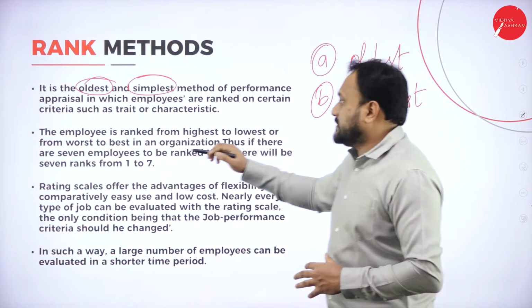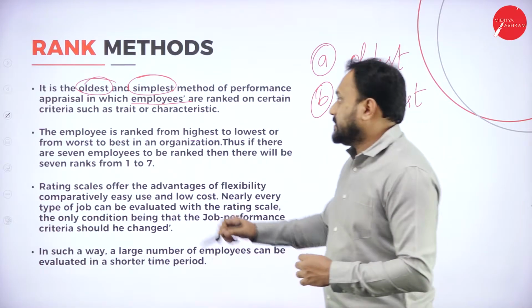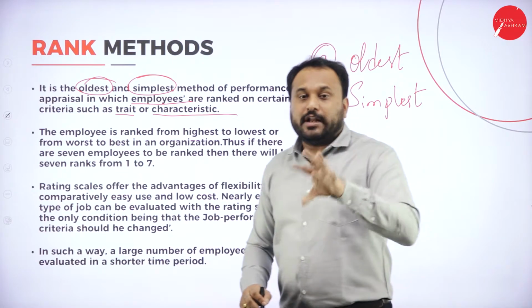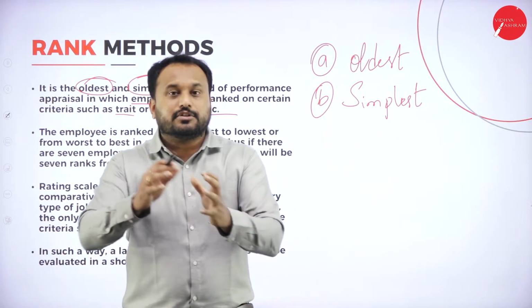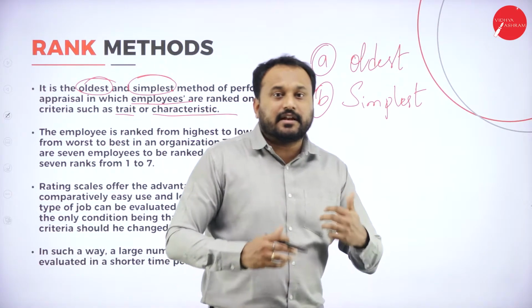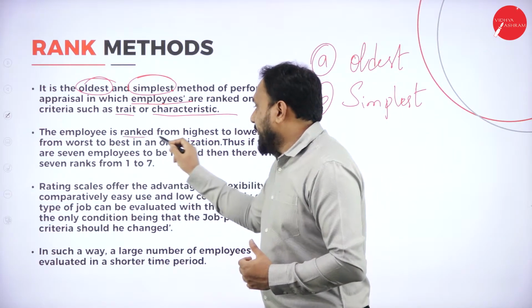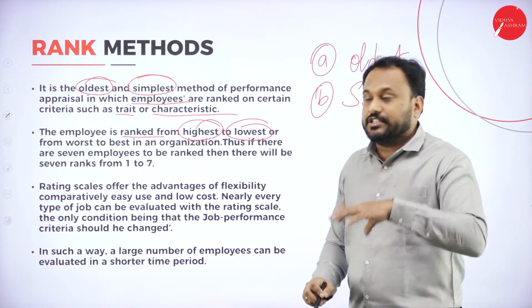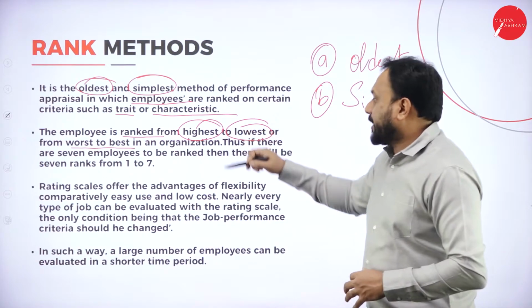Here employees are ranked on certain criteria such as traits or characteristics. It is upon them how well that person is. Again, here also comparison happens. That's the reason they go with the ranking, first rank, second rank, third rank, like that. The employee is ranked from highest to lowest, or from the worst to the best in an organization.